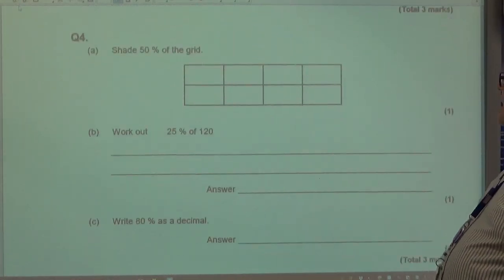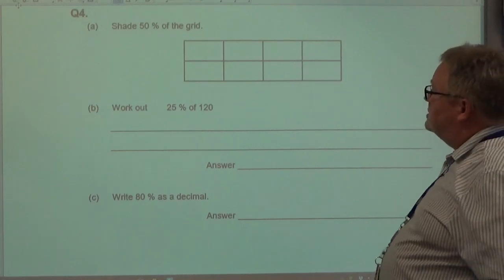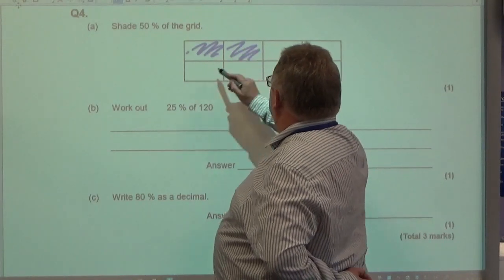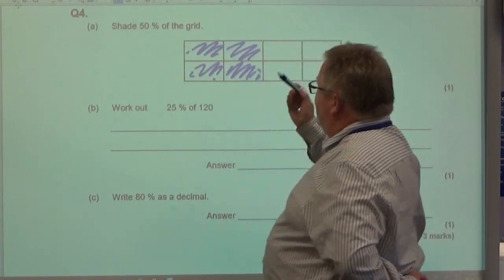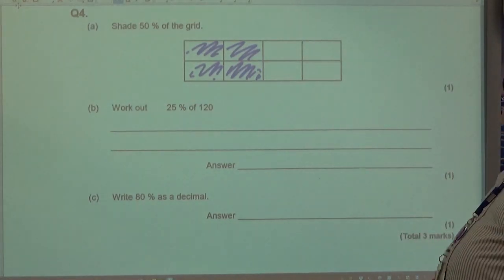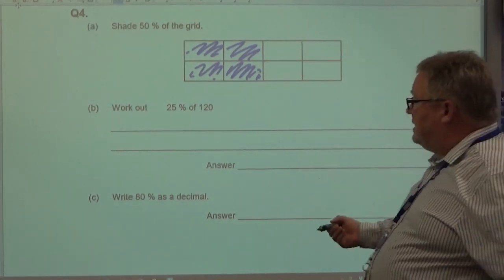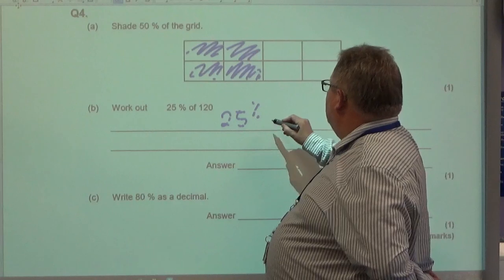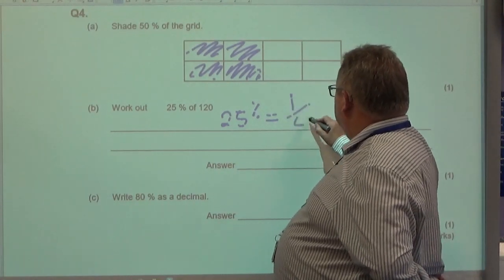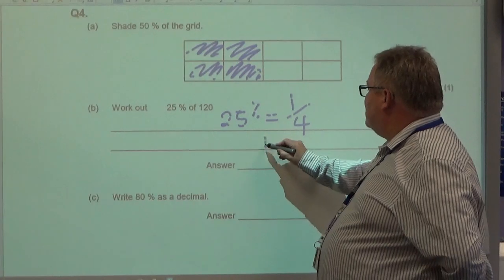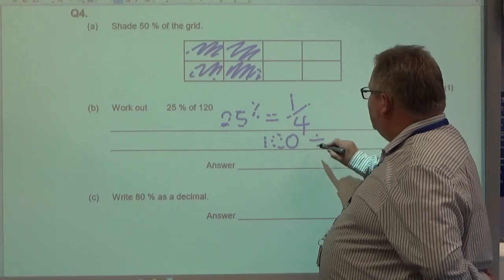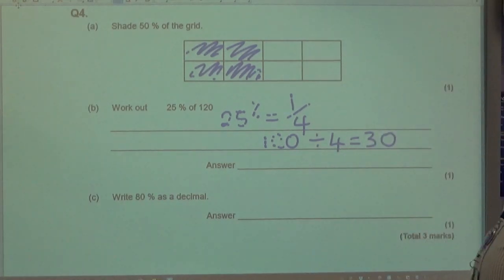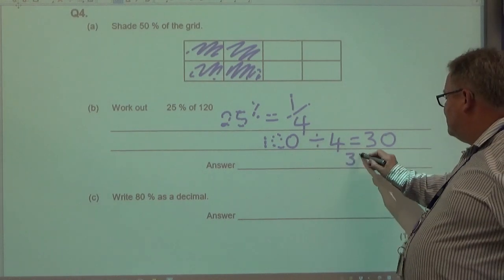Okay, so not too hard at the moment, at the early stages of the paper. This is what it's normally like. Shade 50% of the grid. There's various ways I could do it, but I'm just going to shade that bit there. And then work out 25% of 120. Again, you can do that on your calculator. Most of you will probably know that 25% is equal to a quarter. So we've got 120 divided by 4, and that's going to give us 30. So the answer to that one's 30.